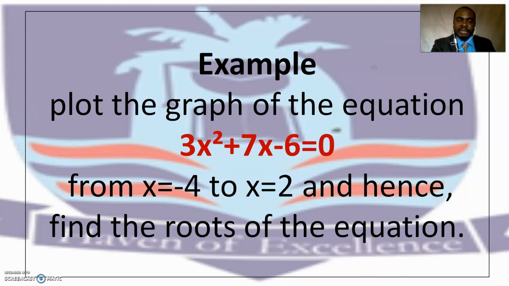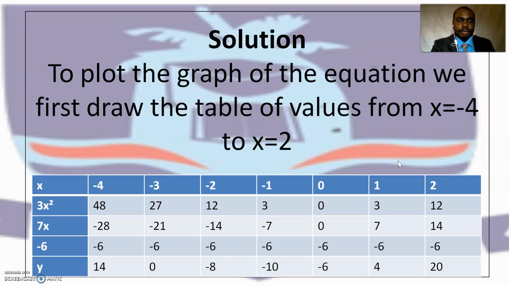Now, to solve an example, let's plot the graph of the equation 3x squared plus 7x minus 6 equal to 0. In this case, we are given the range x from x equal to -4 to x equal to 2. And when we do that, we are going to find the roots of this equation using the graphical method. So our first step will be to find the table.